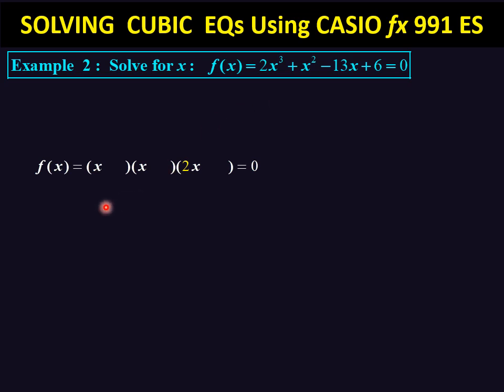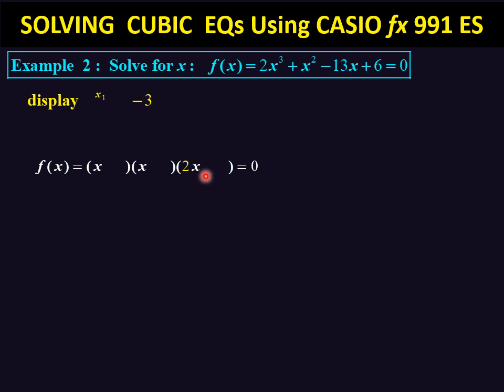So let's write down what your factors are going to look like. It will be an x and an x. You know where the 2x comes from? Yes, because I have a 2 there. If I had 3x, I would have a 3 in my third bracket. If I have a 5, I'll have a 5 there. So let's just go to the calculator now.